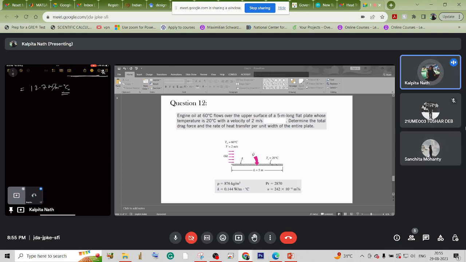It's straightforward, right? Here, drag force is given. From there, you can find out CF, right? And from CF, just wait for one second. From CF, Nusselt's number you can find out, if you know the Reynolds number, right? So first, you'll calculate the Reynolds number, as it is flow over a flat plate. If CP is not given, these are the values that you need.